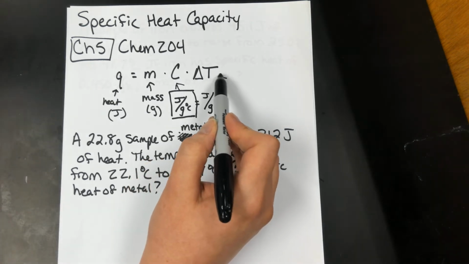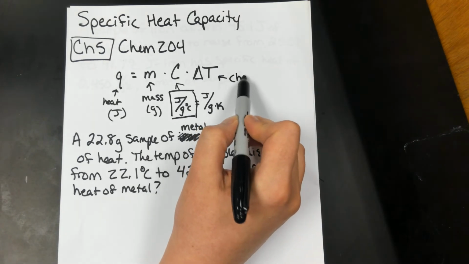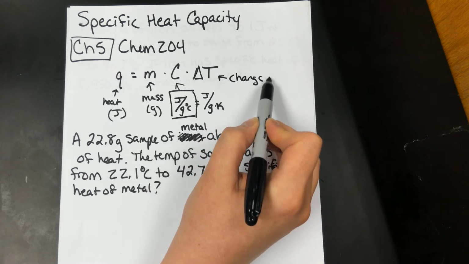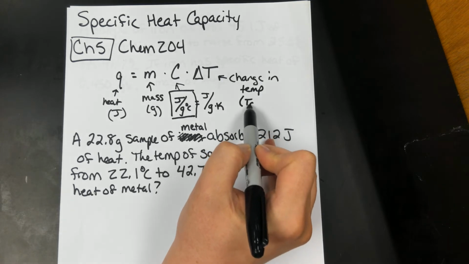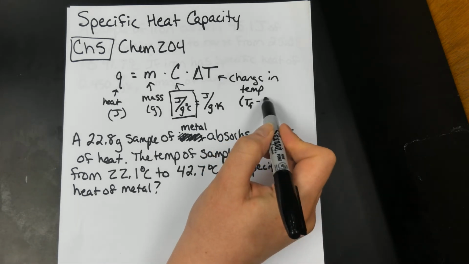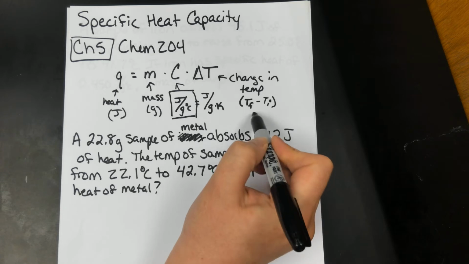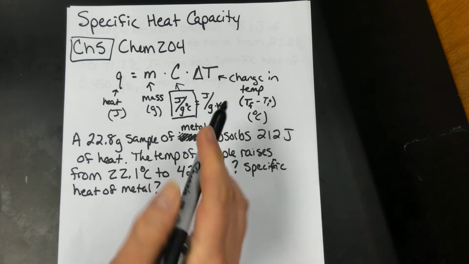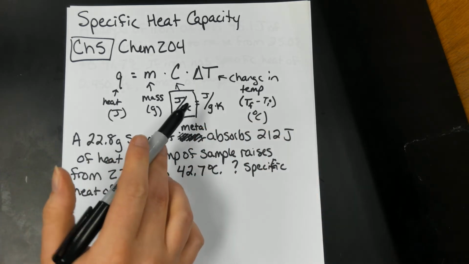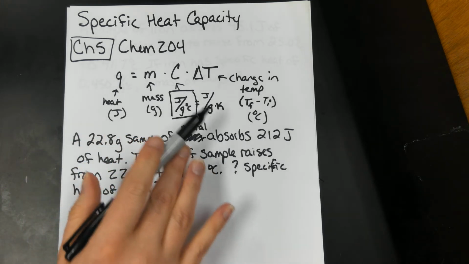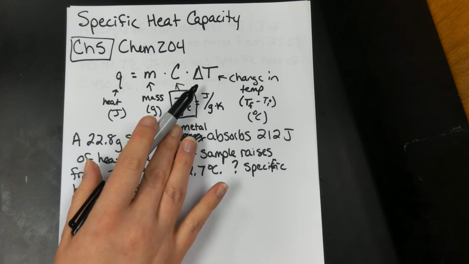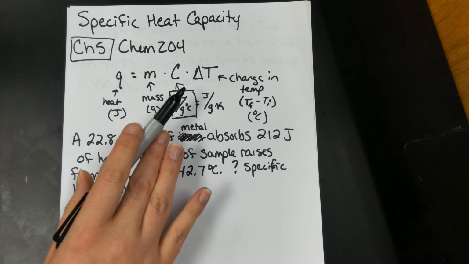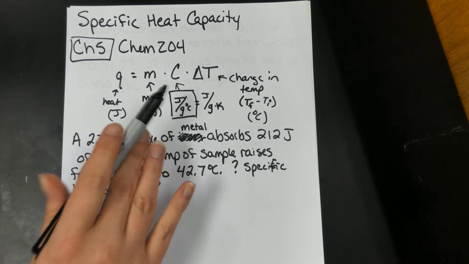And delta T is the change in temp, and it is T final minus initial, and it's going to be in units of degrees Celsius, or Kelvin if you happen to have Kelvin over here. Again, it doesn't matter because the intensity of 1 Kelvin is equal to the intensity of 1 degree Celsius, and I know I said degree Kelvin.